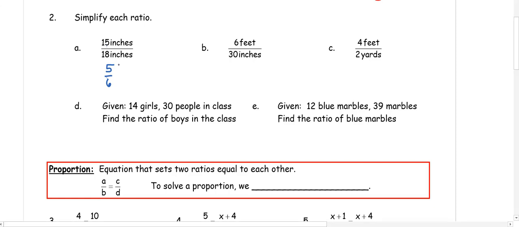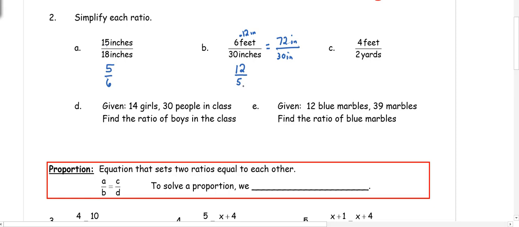For B, we have 6 feet and 30 inches. Right now, those are not the same unit, so we need to convert to the same unit. So we are going to do that by taking the 6 feet and turning it into inches. So we're going to multiply by 12 inches. 6 times 12 gets us 72 inches, and then we still already had the 30 inches. Now that they have the same unit, we can reduce. So we can take a 6 out of both, and when I divide, I get 12 over 5.